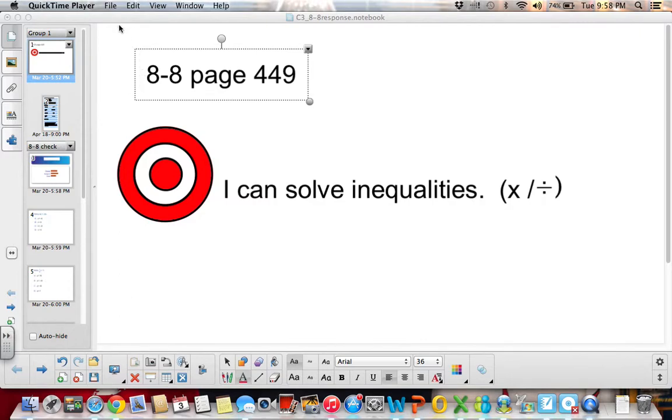Hi, 7th graders. We're on lesson 8.8, which starts on page 449 in your textbook. Our learning target is solving inequalities using multiplication and division.